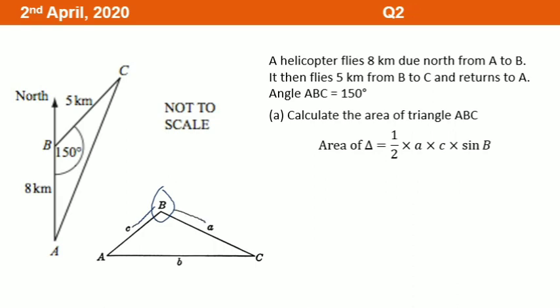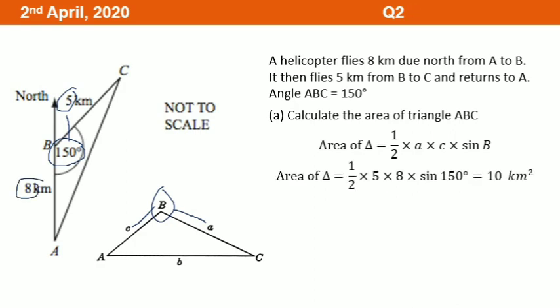So now we are going to find the area of triangle ABC from this question, right? We already take the 150. So the sides have to be next to 150, which are 5 and also how many? 8. So the area of the triangle will be a half times 5 times 8 times sine 150, which is 10 kilometers square.